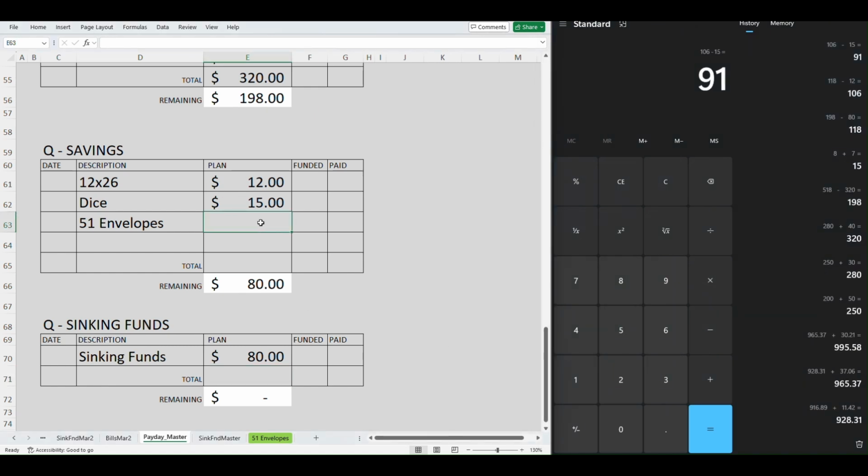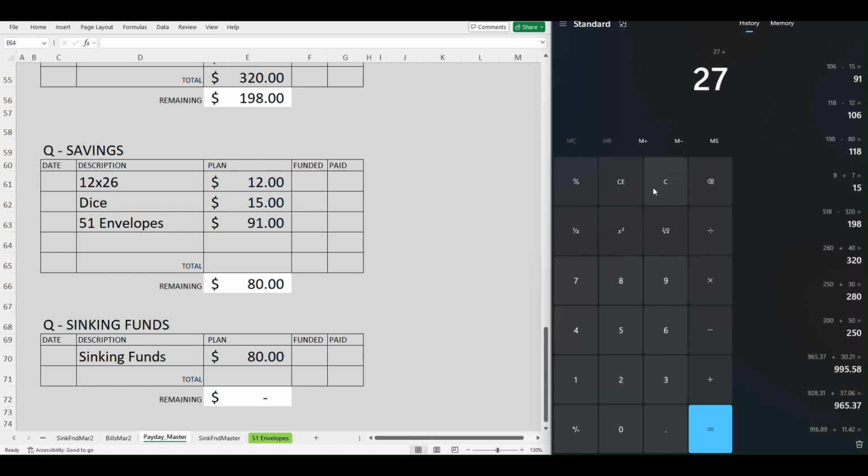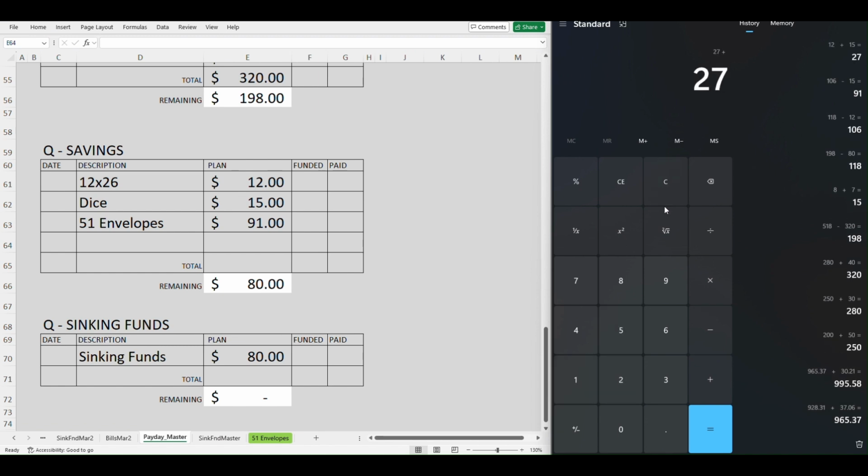And then just to double check my work, take the $12 and the 15 and the 91, and that should equal 118. If you take 198, which was my remaining amount from before, and you take that minus 118, it should equal 80. Good. It equals 80. That's how much I want to put in sinking funds. And so my remaining is 0, which means that we're at a 0 base budget.